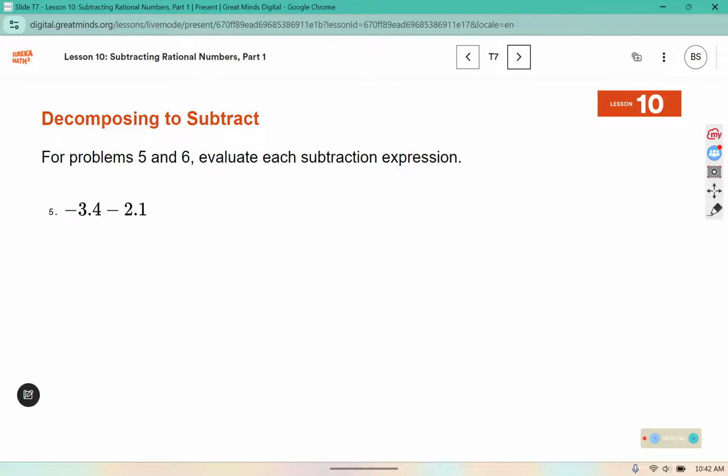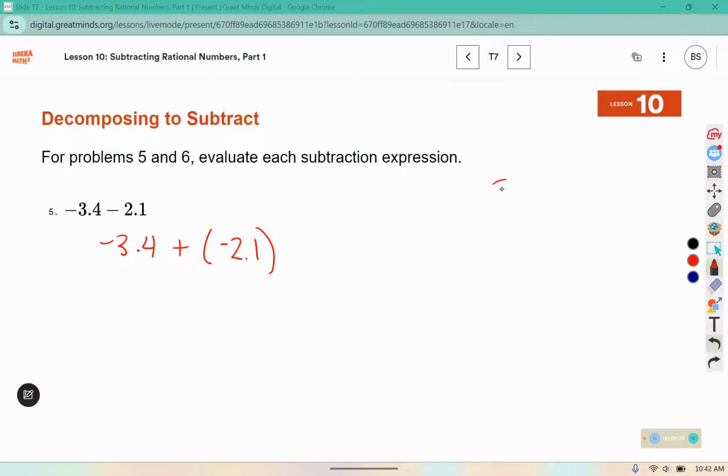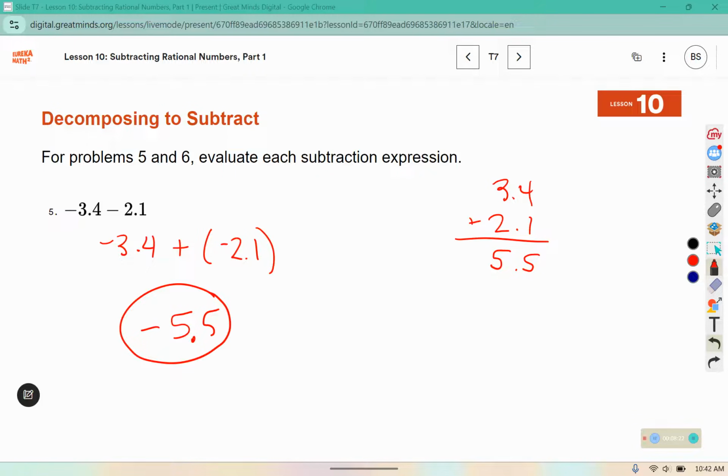For 5 and 6, evaluate the subtraction expression. Again, I'm going to start by changing it to an addition problem. Change to addition, change to its opposite. These both are going into the negatives. So if they both have the same sign, we combine them. 3.4 plus 2.1, that would be a 5 and a 5. But we have to examine our sign from our addition expression, and both of those were negative. So our answer here should be -5.5.